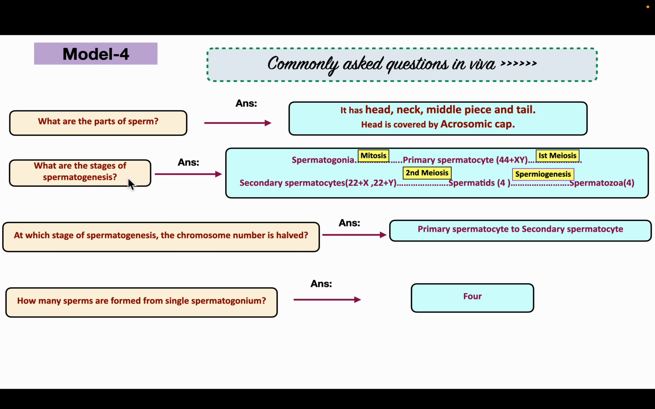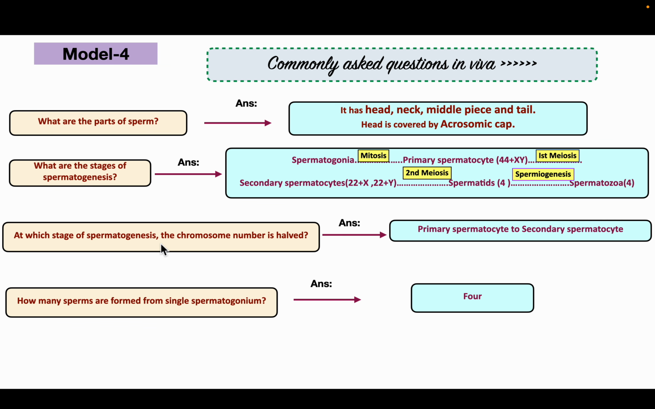Then what are the stages of spermatogenesis? From spermatogonia, primary spermatocyte is formed, then secondary is formed, then spermatid and spermatozoa. In this you can see the level of first and second meiosis, and spermiogenesis is basically the conversion of spermatid to the spermatozoa. Now you can see here primary spermatocyte has the diploid number of chromosome, but secondary spermatocytes have the haploid number of chromosome. So this is the reduction division.